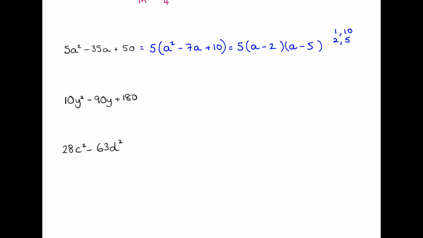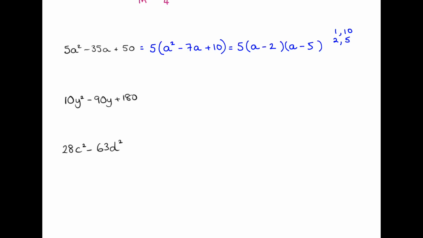But let's quickly do our multiplying to check. So we get negative 2a there, negative 5a there. So altogether, that gives us the negative 7a that we were looking for. So we know that that's factorised correctly.